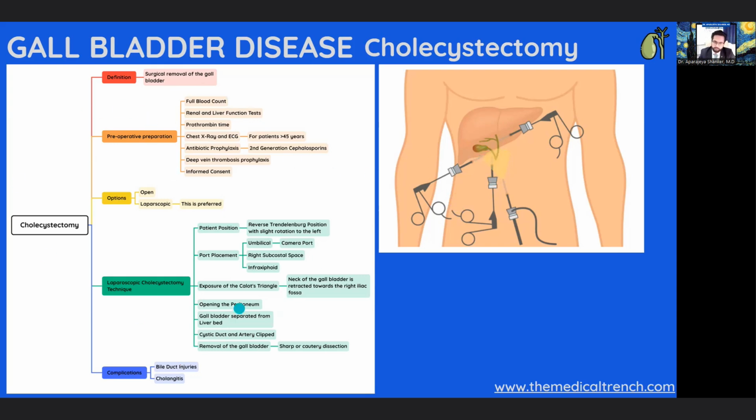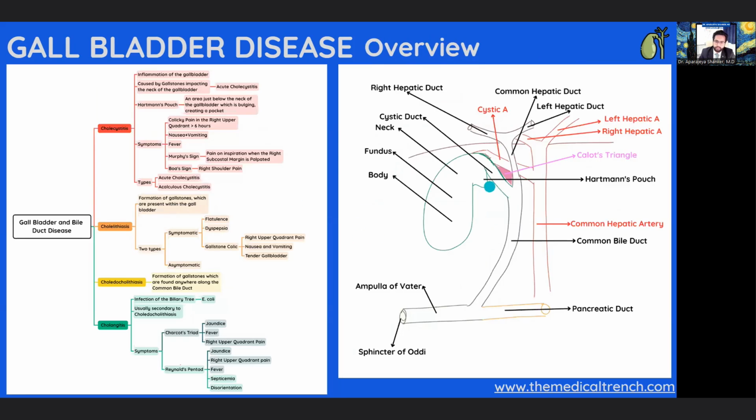So when you're describing the laparoscopic technique, you need to actually look at what the patient's position is, port placements, and the exposure of the Calot's triangle. Now, let's talk about what the Calot's triangle actually is. So let's go back here for one slide, and you will see this is the Calot's triangle. The Calot's triangle is bounded superiorly by the cystic artery, inferiorly by the cystic duct, and it meets at the common hepatic duct. Now, a lot of books have this wrong.